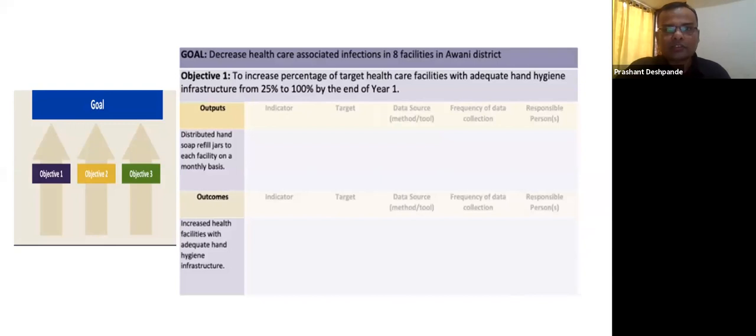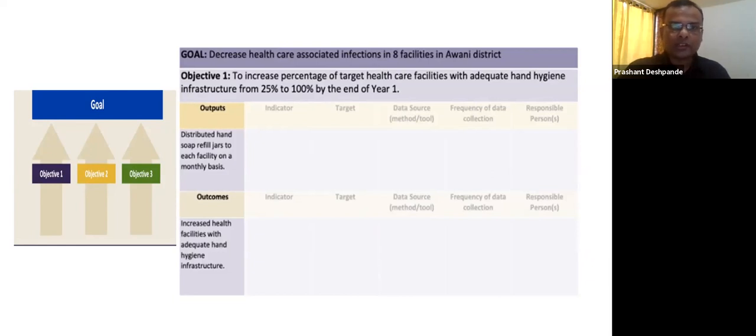Now, under that, the first objective was to increase the percentage of target health facilities with adequate hand hygiene infrastructure from 25% to 100% by the end of year 1. So that was a clear objective mentioned, which we saw last time also. So what are the outputs? Now here the objective is talking about equipping the facilities of Avni district with hand hygiene infrastructure.